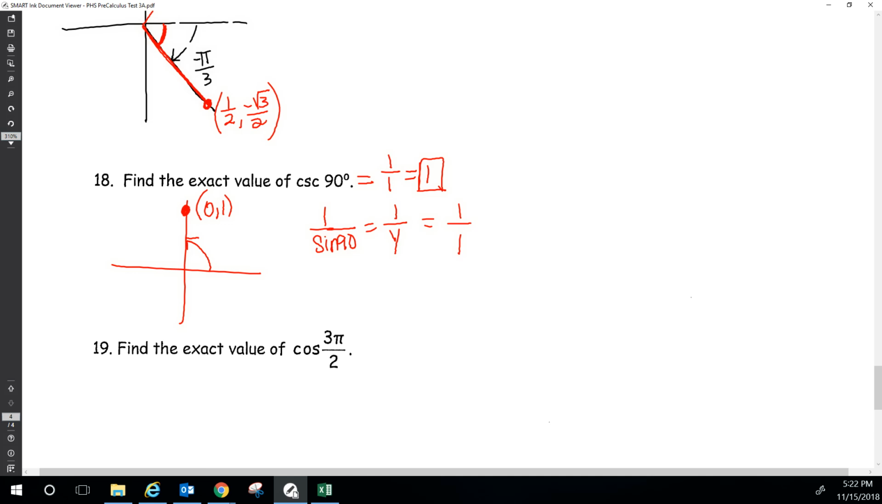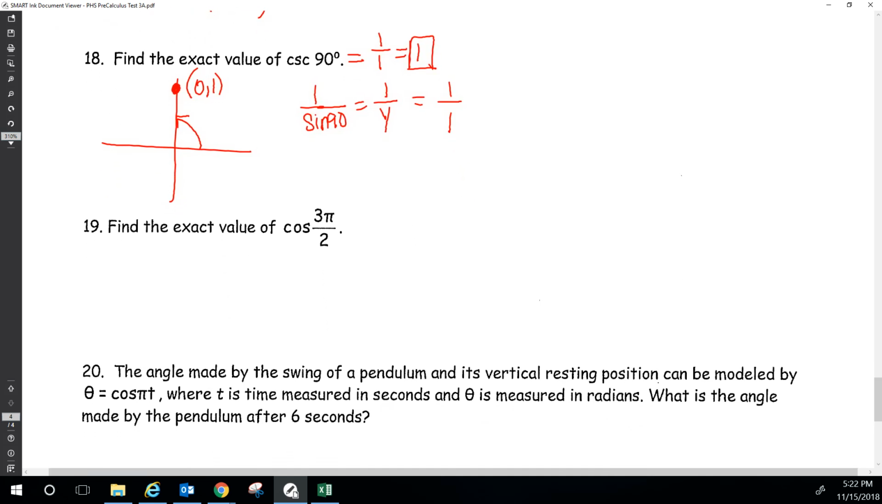All right, find the exact value of cosine 3 pi over 2. 3 pi over 2 is this point here. Its coordinates are 0, negative 1. For cosine, we're looking for the x value. The x value at 3 pi over 2 is 0. So the answer here is 0.